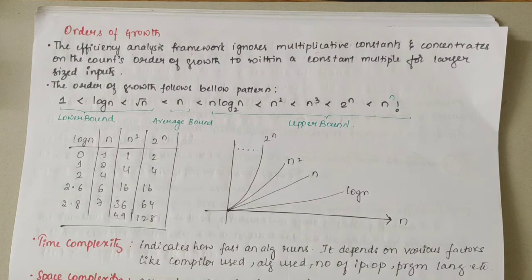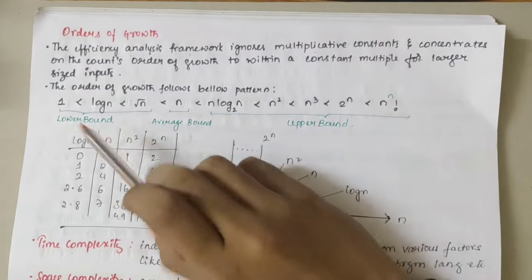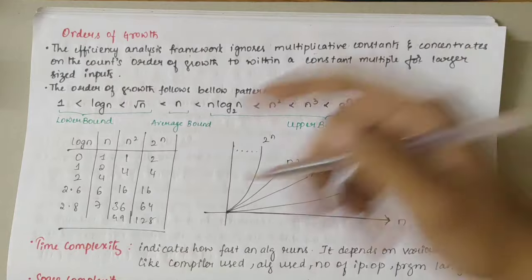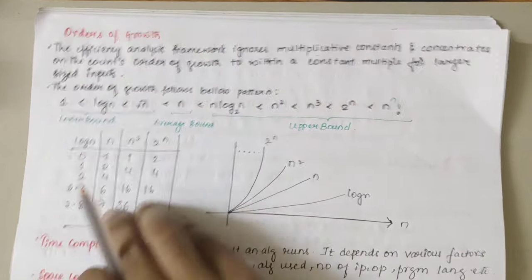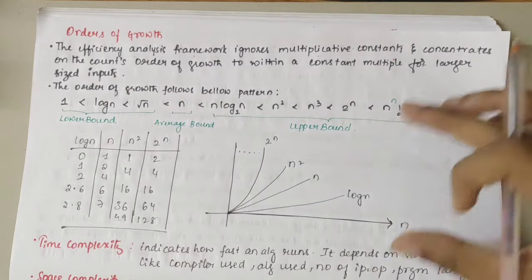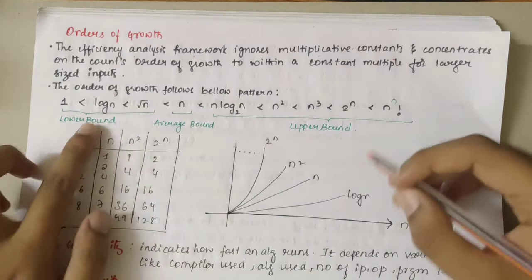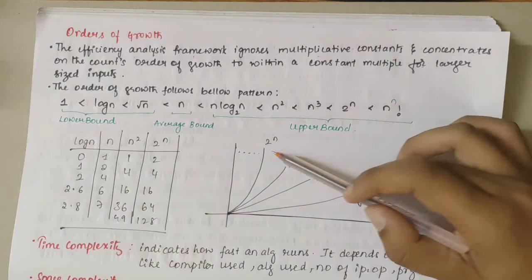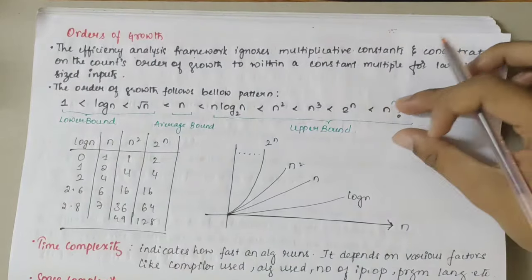n factorial. Okay, so here we have the lower bound, average bound, and upper bound part. Let's consider one among these bounds. Let's take log n, n, n square, and 2 to the n here. Substituting values in these, we would get this particular graph. This graph indicates that log n has the least value, n has a higher value, n square has a higher value, and 2 to the n is the highest, which satisfies the given order of growth.